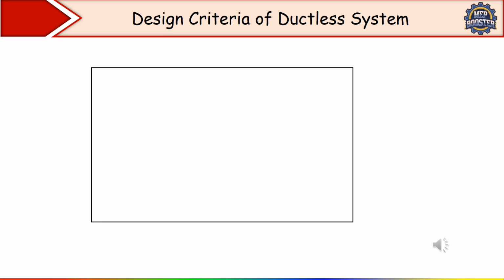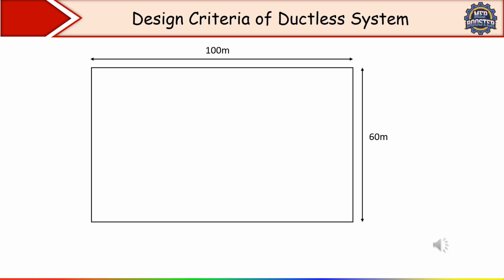Suppose here I have a basement. The length of the basement is given as 100 meter and the width is 60 meter. Here I want to show you how many jet fans we need in this basement. First of all, we have to calculate the area of this basement. So the basement area is how much? 100 into 60, 6000 square meter.